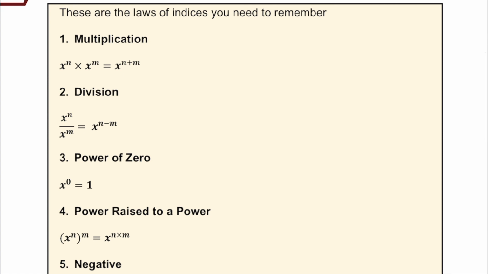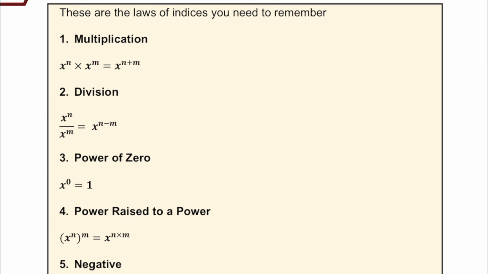Okay, so let's start by looking at all of the different laws that we've got, and it might help if you want to copy these down. So first of all, the multiplication law is one of the more basic ones. It simply states that if you are multiplying two terms together that have the same base, then you simply add the indices or the powers together. Now, the reason for this is actually relatively simple.